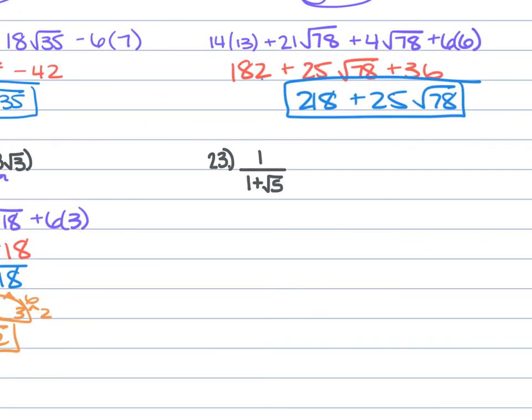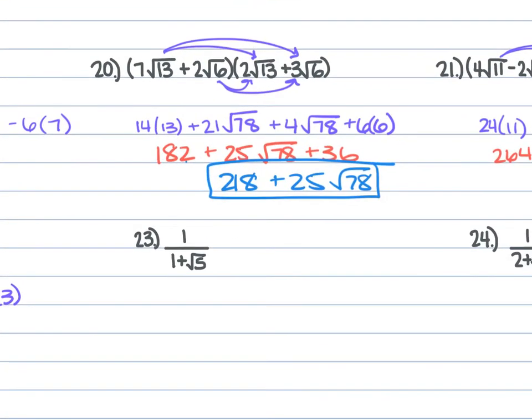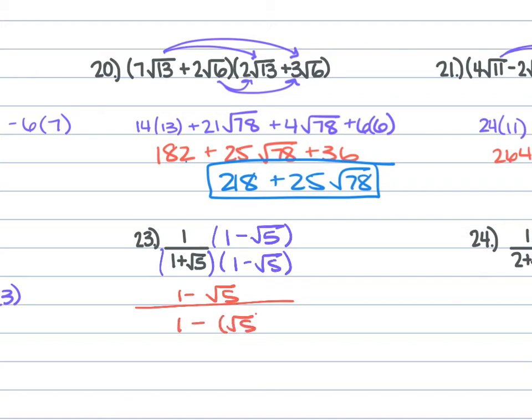For 23, we are rationalizing this denominator here. So we are going to multiply top and bottom of this fraction by the conjugate of 1 plus the square root of 5. So 1 minus the square root of 5 is going to be multiplied by top and bottom of this fraction. So we're going to be left with 1 minus the square root of 5 all over 1 minus the square root of 5 squared.